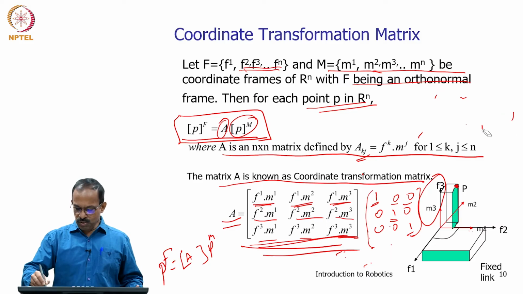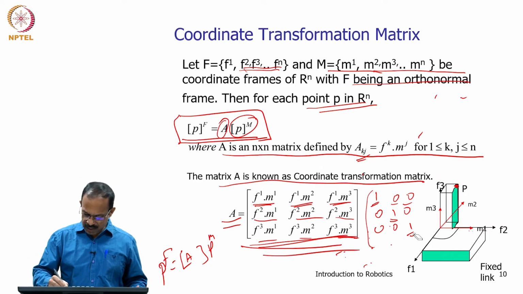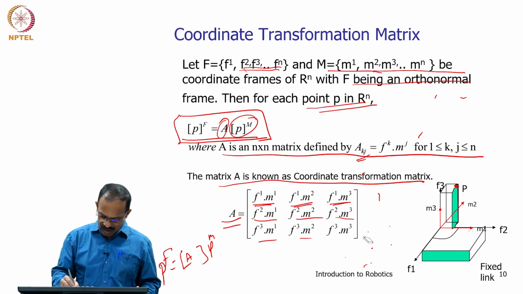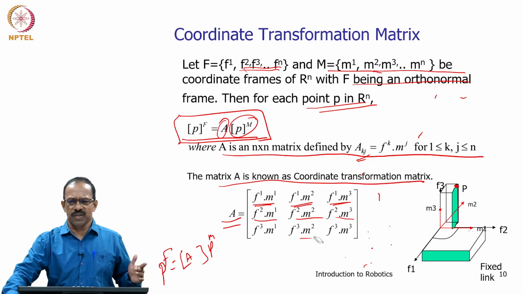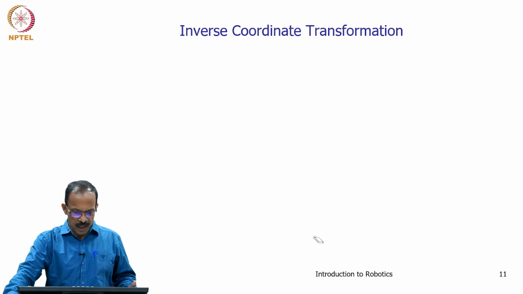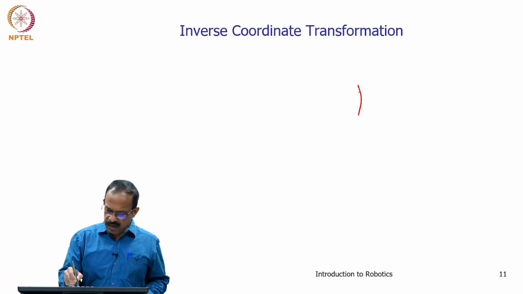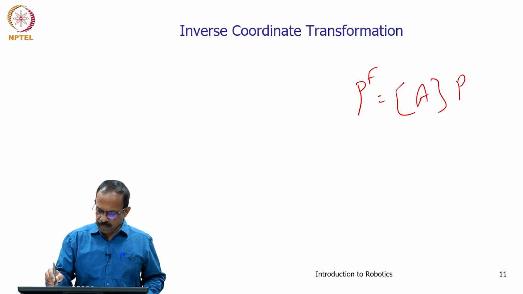Hope you understood the coordinate transformation matrix. As I mentioned, some of you must be knowing all these things, but for those who are not familiar, I just wanted to ensure that you understand the basic principle of coordinate transformation matrix. This transformation matrix is used in many other fields also. Now, if you know this coordinate transformation matrix, we have Pf is equal to A Pm.